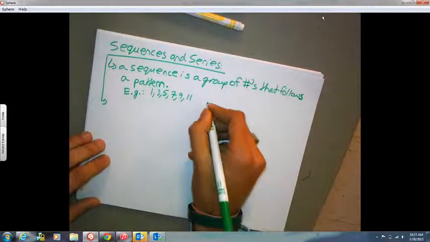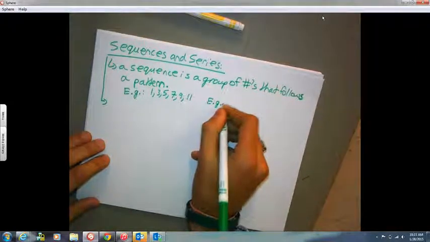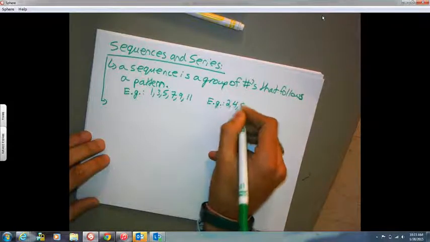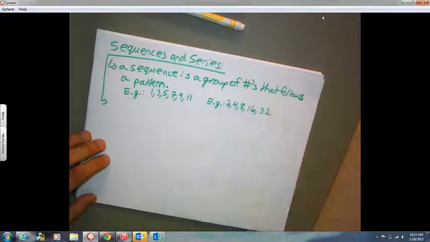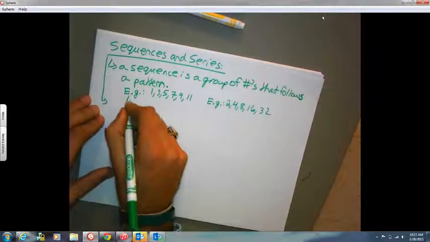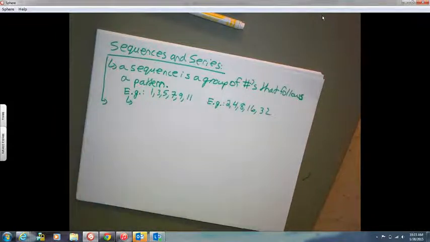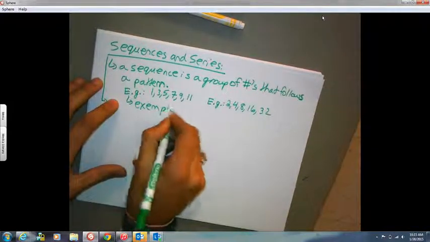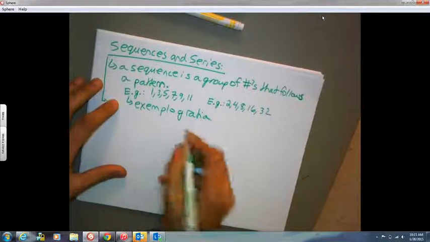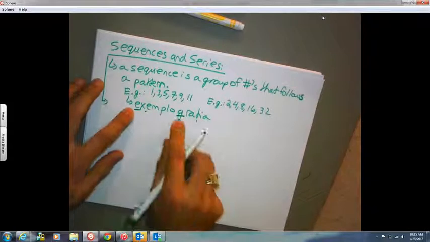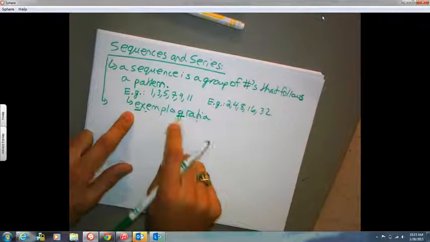Another example: 2, 4, 8, 16, 32. So EG, by the way, it's an interesting point. A lot of people put EX for example. Example actually comes from a Latin phrase, exempli gratia, meaning for the sake of example. So we abbreviate it EG as the technically correct abbreviation.